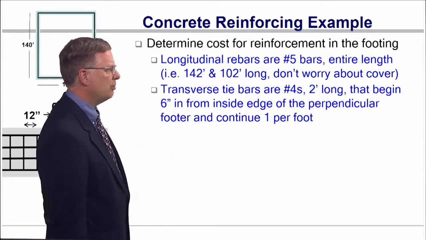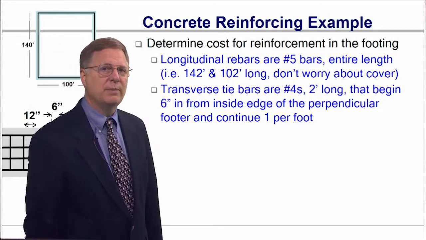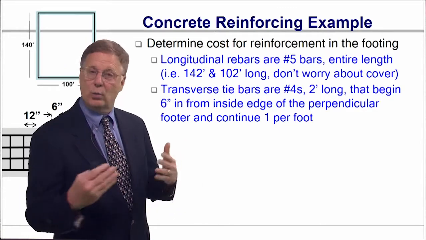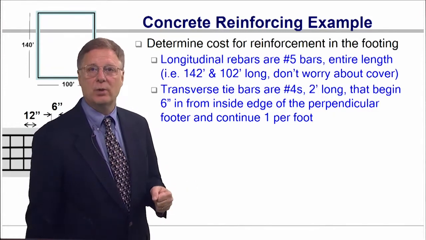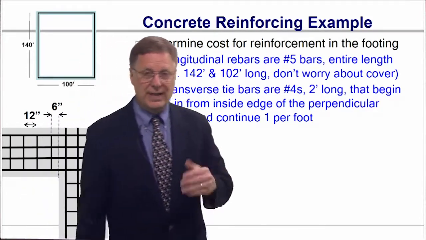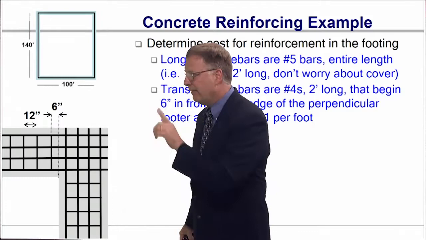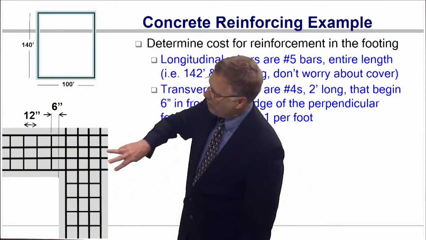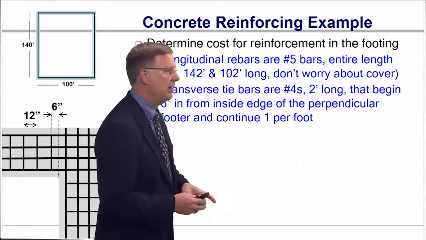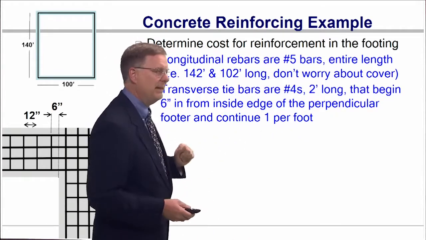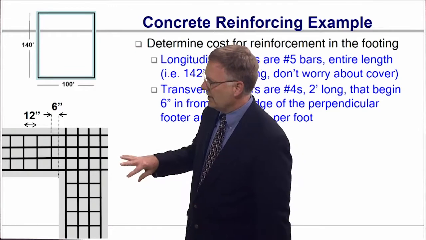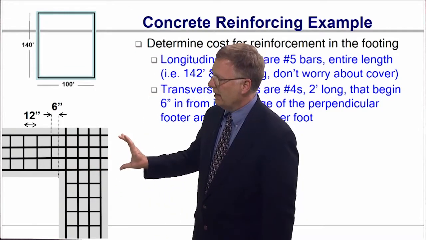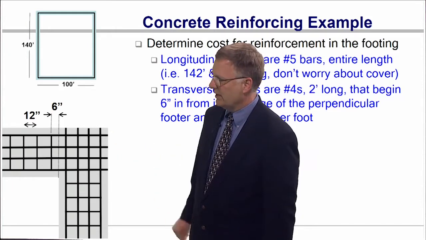So what we're going to do is determine the cost for reinforcement in the footing. Now, we're going to use rebar in this example, but welded wire mesh is just another type of reinforcement and another type of table, and I'll show you that when we look at the homework. Now, the configuration of this is that there's going to be 4 bars, evenly spaced within the footing itself.